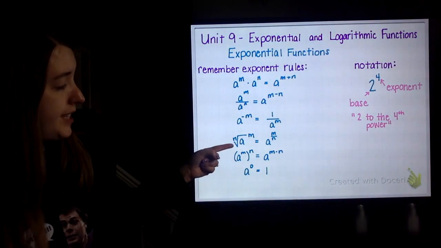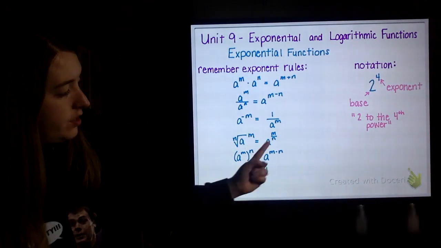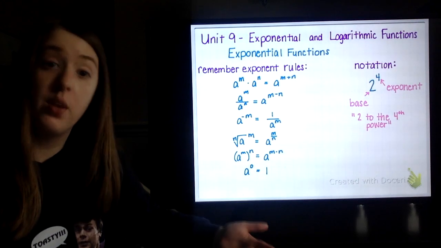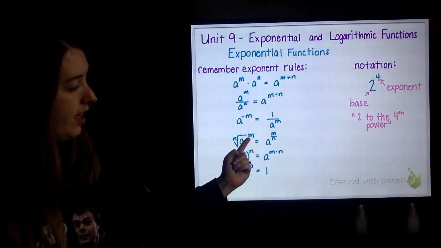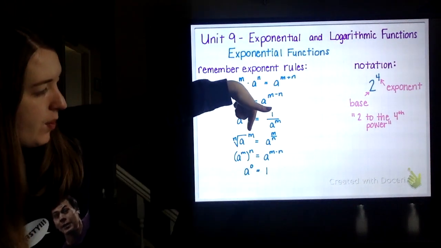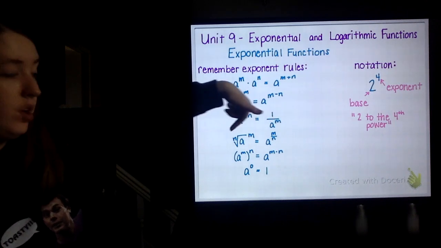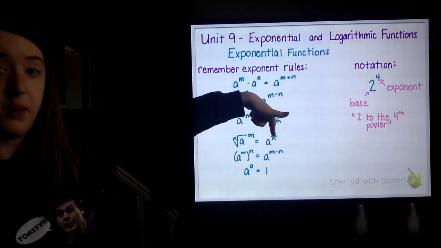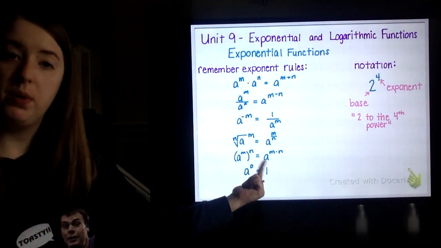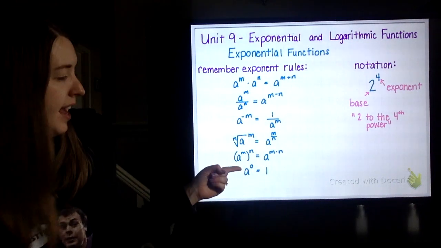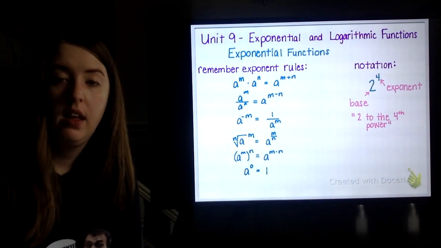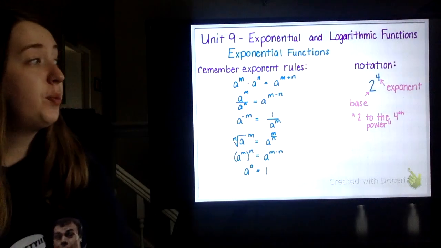With this guy, your root is the one that goes on the bottom. So if you have the square root, that's the same thing as something being taken to the 1/2 power. And then this exponent out here just remains an exponent. So whatever your power is goes on top of the fraction, and whatever your root is goes on the bottom of the fraction. When you take a power to a power, you multiply the powers. And anything to the 0 power is 1. That's just helpful to know.